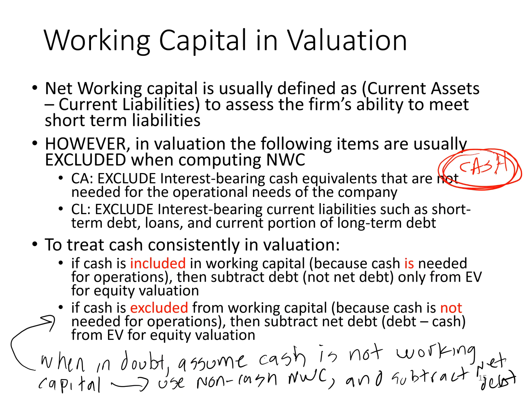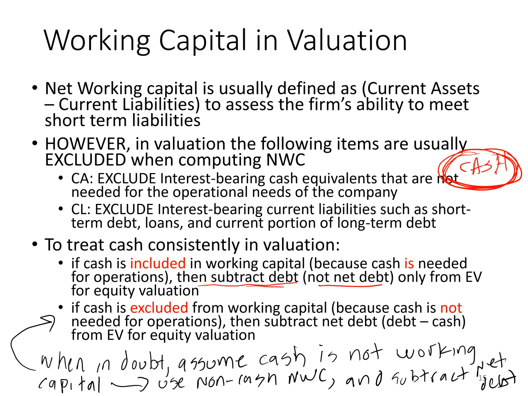However, if cash is held for other reasons, maybe in case of a downturn in the economy, as a rainy day fund, or is just sitting around in case you need it for a future date, then you exclude cash from net working capital. Now, if cash is included in working capital, that means you absolutely need it to run the business. Then you're going to subtract debt, not net debt, from EV to get your valuation.